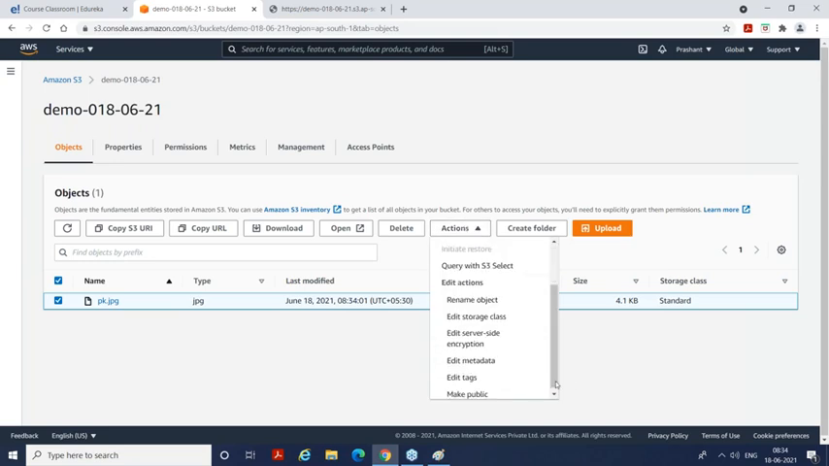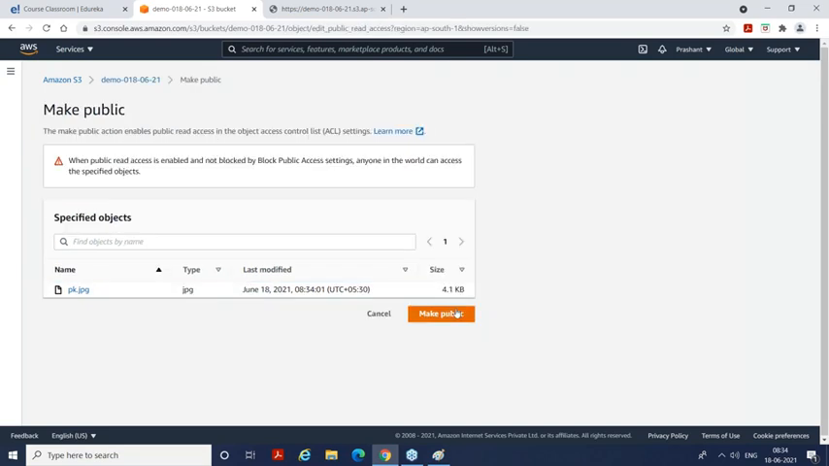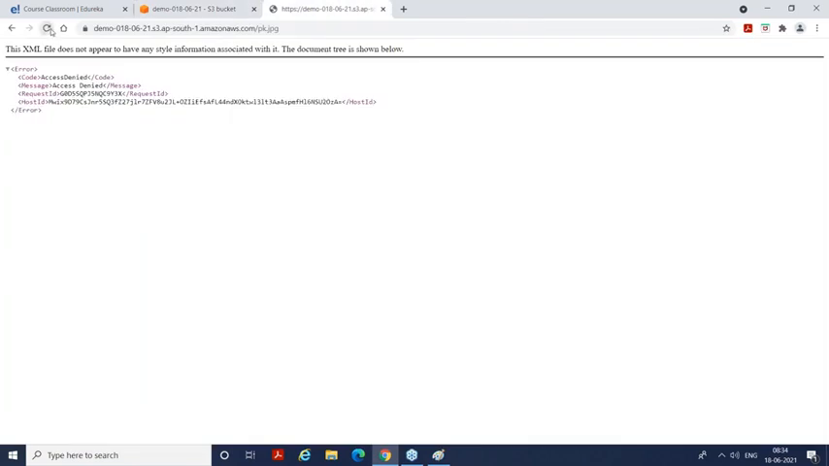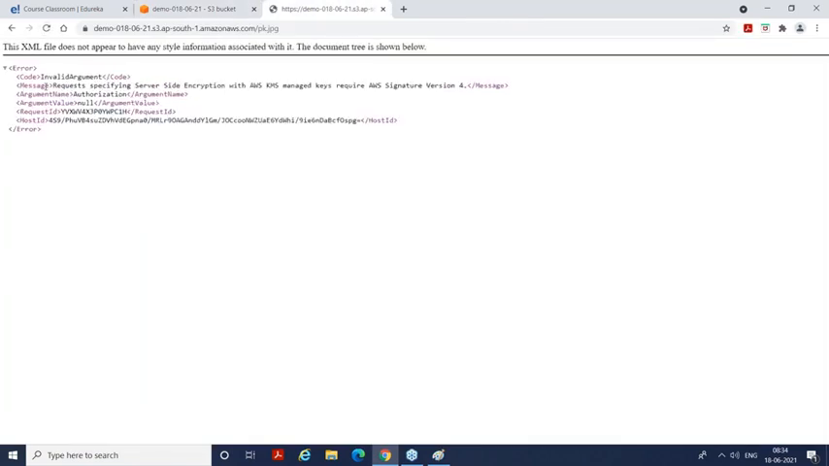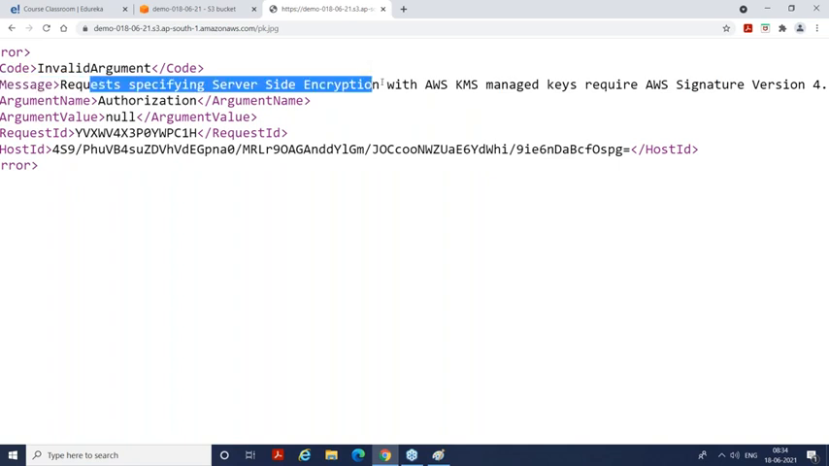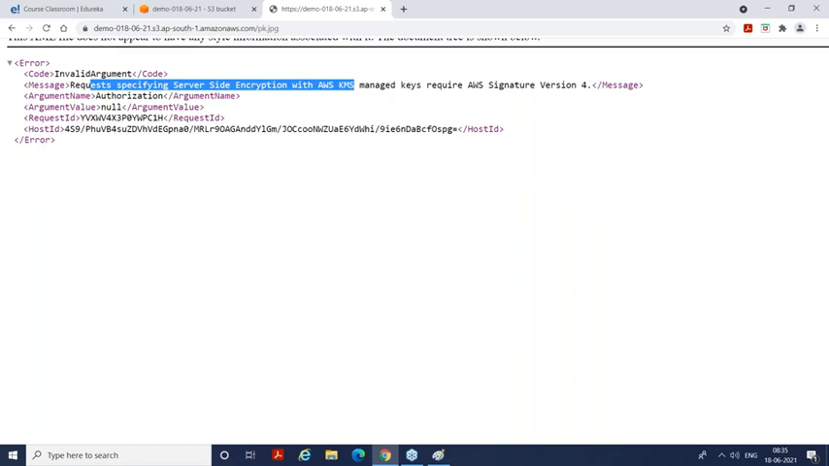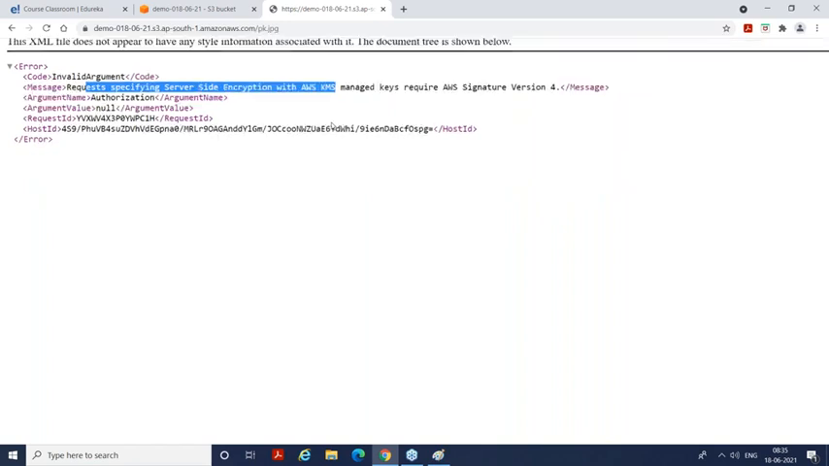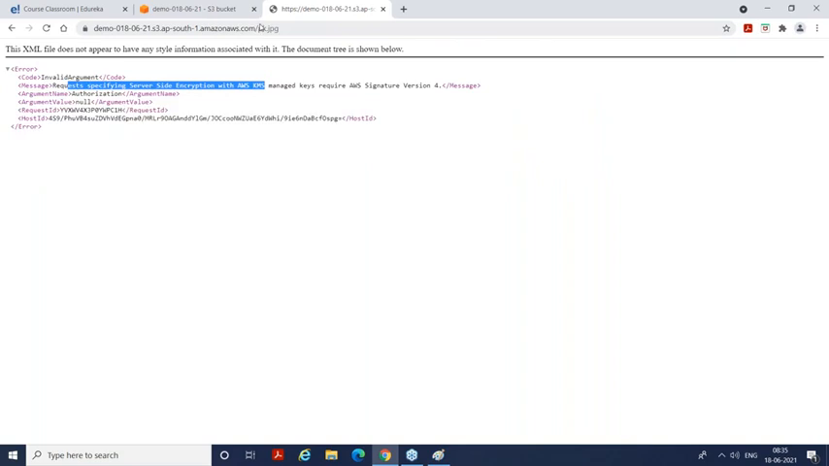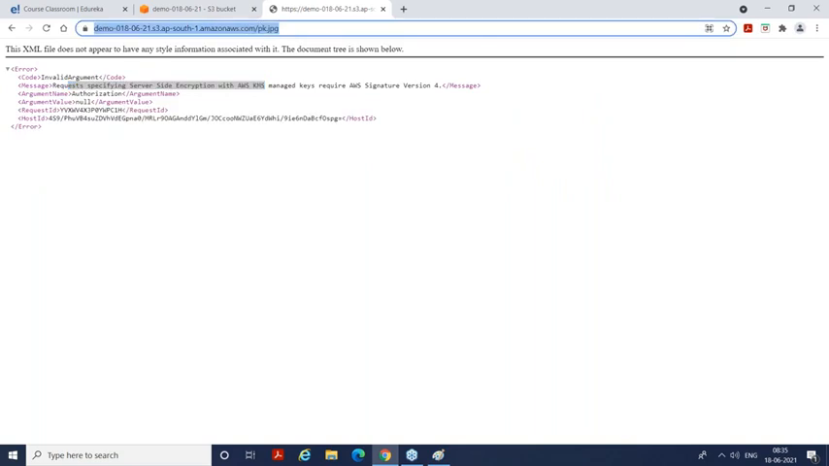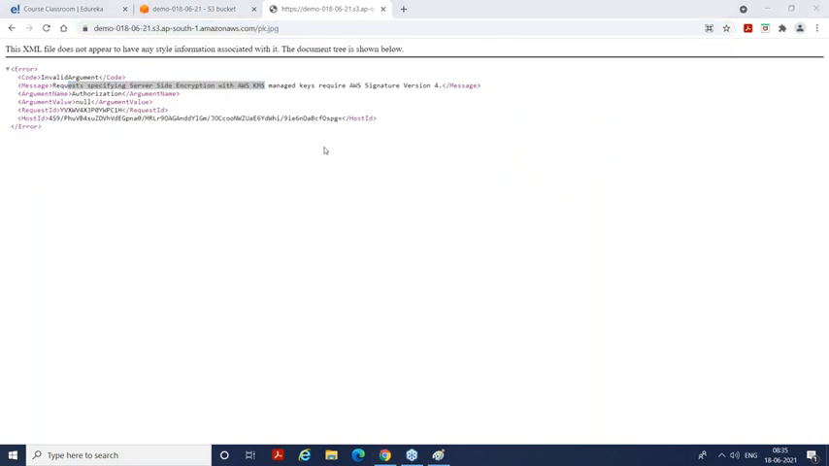Now, even if I make this public, it is completely public. The request specifying server-side encryption with AWS KMS managed key requires AWS signature version. My browser is trying to access this data, but this data is completely encrypted. Am I making sense? You can check on your browsers also. It should say that your data is encrypted. Server-side encryption is done. Only if I provide the decryption key will it be able to access it.